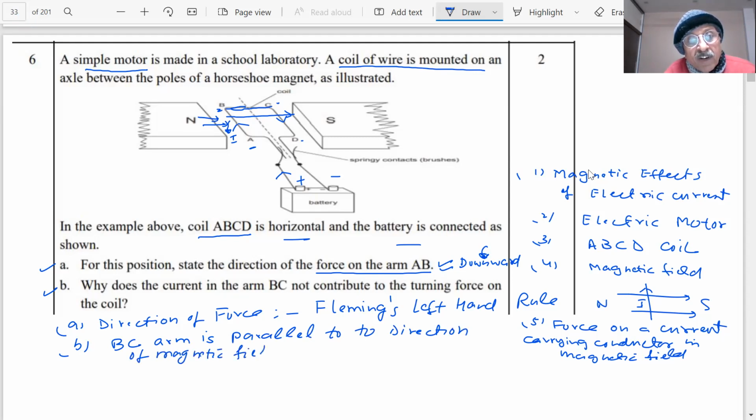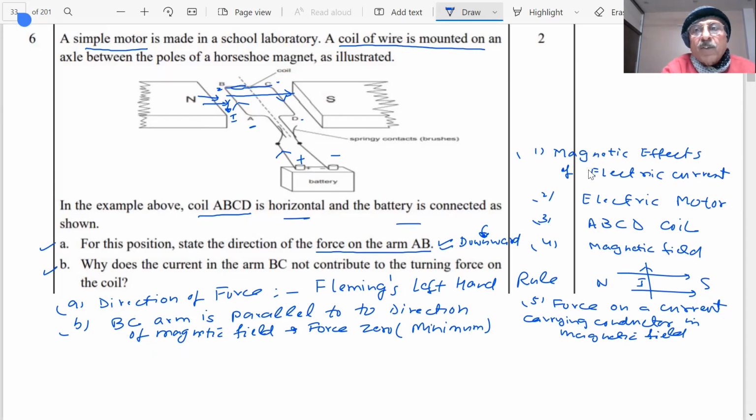So the result of this will be, student, the force acting on this is 0 or what we say minimum. The force is maximum when the field and the direction of the current are perpendicular. This is perpendicular to this, so force is maximum here, and force here will be 0 or minimum. Once the force is 0, what will happen? It will not contribute to the turning force on the coil. This is the answer.